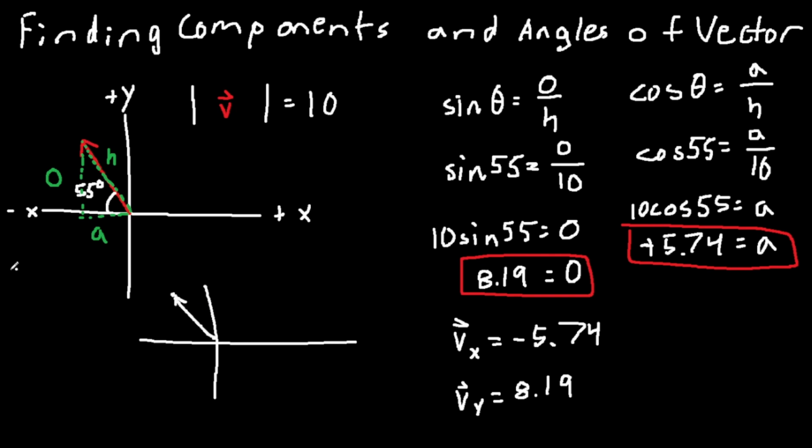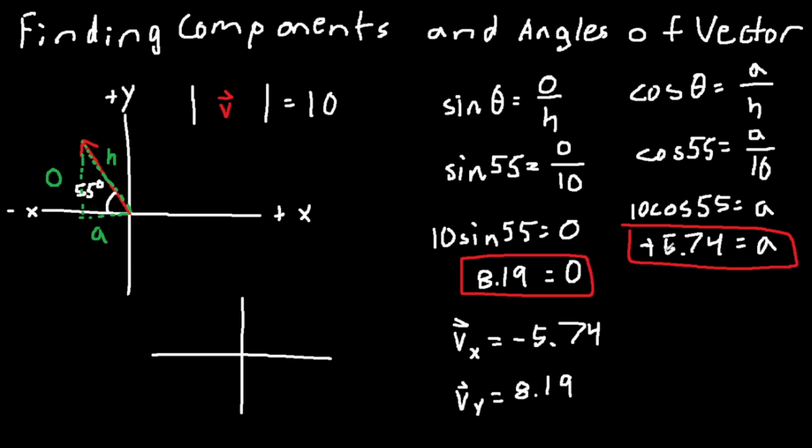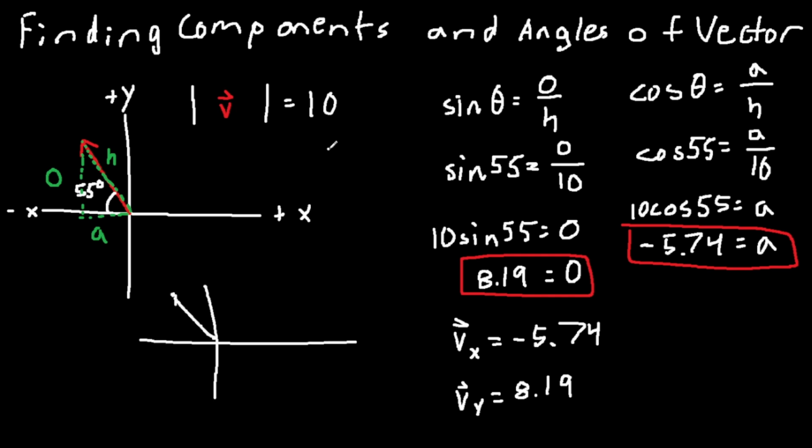Now, if we change this to positive, what would happen? Well, the vector wouldn't look right, because if you go to the positive x value, 5.74, you're going to go somewhere here. You go up 8.19, and you get this. Does this vector look like that vector? No, they're completely different. So make sure you don't forget the negatives when you are finding the components of vectors. Let's do one more problem.